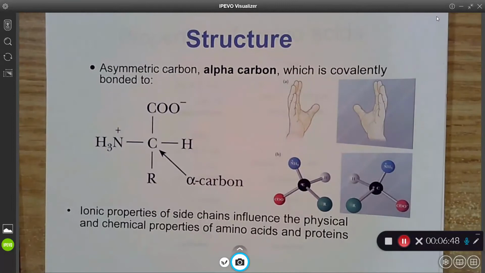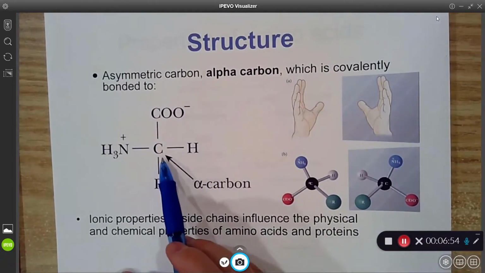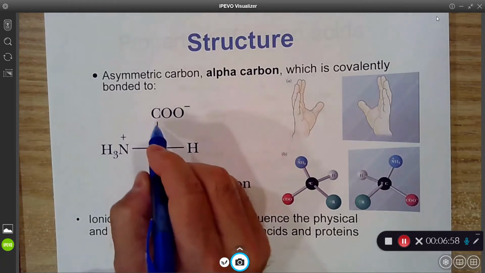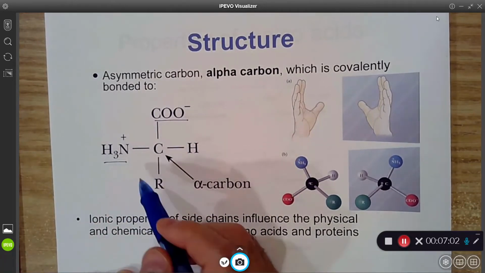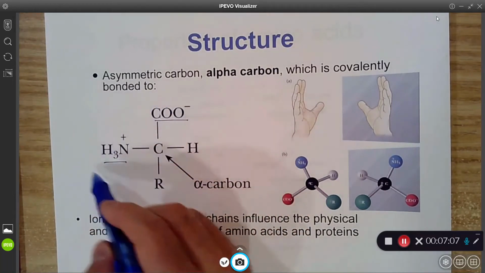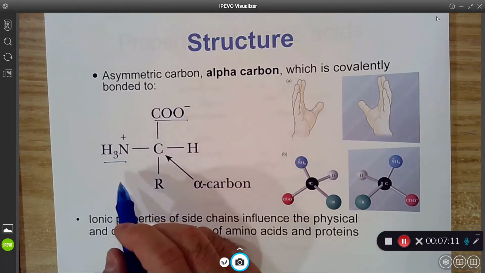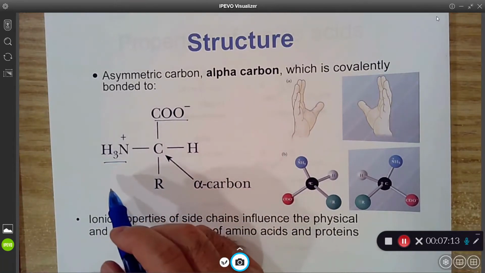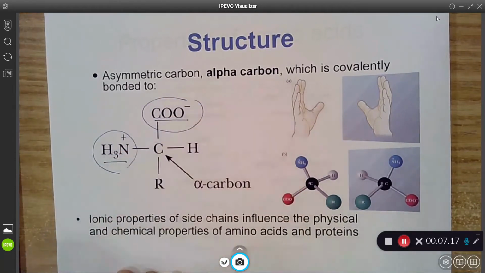Let's look a little more closely at the structure of amino acids. At the central carbon, which I'm highlighting here, we have an alpha carbon, and attached to it we have a carboxylic acid or carboxylate group and an amine group. What I'm showing you here is the zwitterionic form, which is present at neutral pH. I'll talk more about that in a little bit. They're called amino acids because this is an amine group and this is an acid group.